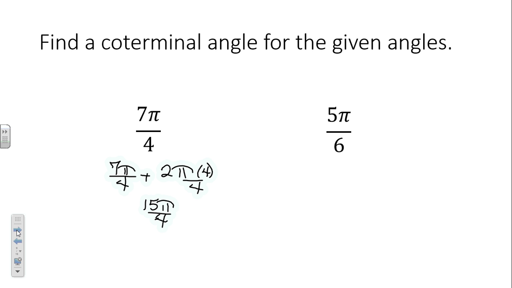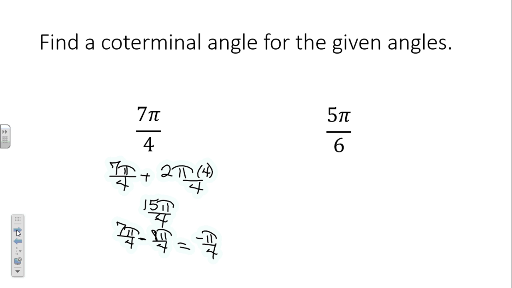Okay, so that got us one positive angle. Let's find another coterminal angle. Let's take away 2 pi. So if we took 7 pi over 4 and we took away 8 pi over 4, what do we get? Negative pi over 4. So that's one positive, one negative coterminal angle. They'll end up in the same place with the same terminal ray.